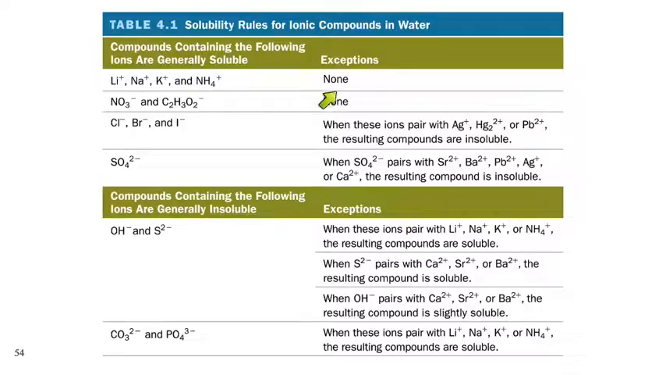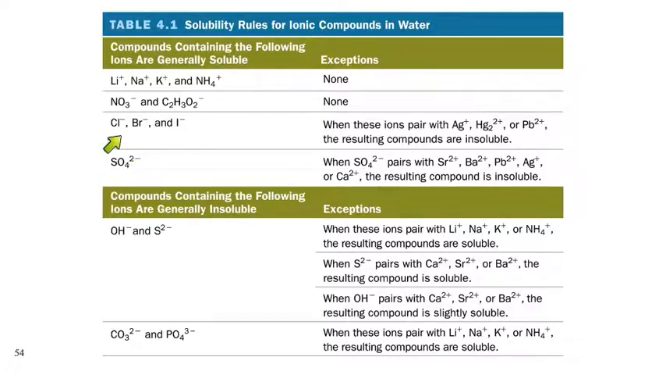And then over here, some of these have exceptions. There's no exceptions. Lithium, sodium, and potassium are in group 1. So those group 1 metals, if you see that as the cation, it's going to be soluble. It doesn't matter what the anion is. If you see ammonium, NH4 plus, as the cation, it's going to be soluble. Nitrate and acetate compounds are all soluble. So those are nice, there's no exceptions.